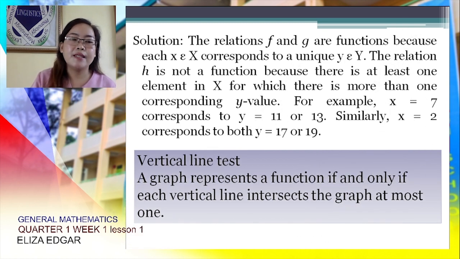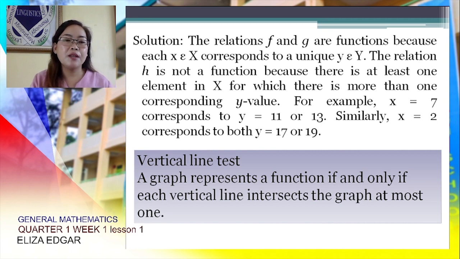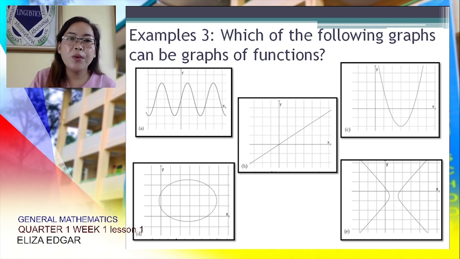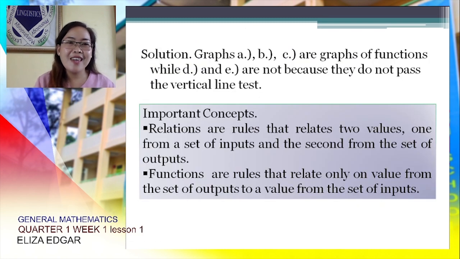Vertical line test. A graph represents a function if and only if each vertical line intersects the graph at most once. Another way of representing a function is by graph. Which of the following graphs can be a graph of a function? We have A, B, C, D, and E. Graphs A, B, and C are graphs of functions while D and E are not because they do not pass the vertical line test.